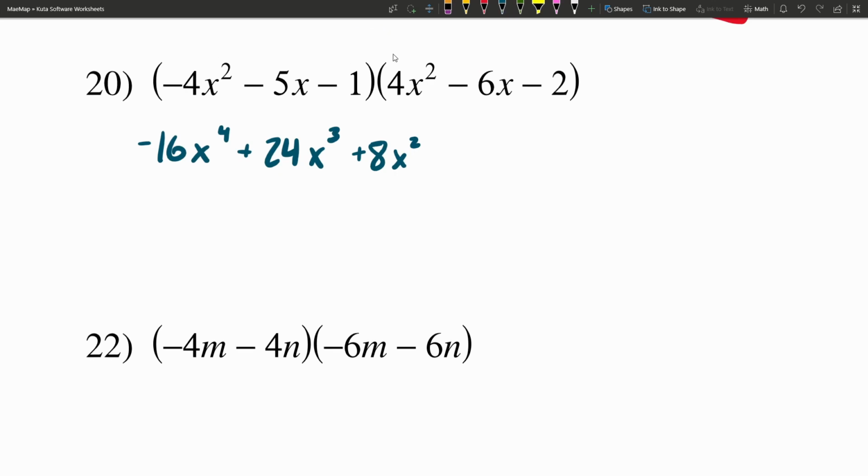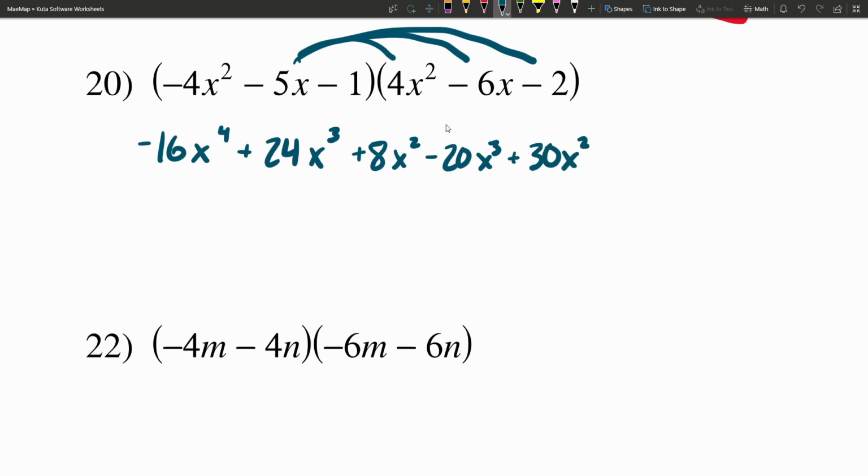Now, on to our next term in our trinomial, this negative 5x, combining it with each of the terms. Negative 5x times 4x squared is going to be negative 20x cubed. Then negative 5x times negative 6x is a positive 30x squared. And then negative 5x times negative 2 is a positive 10x.